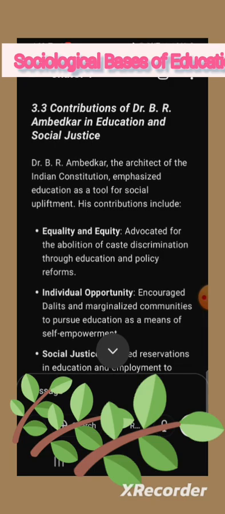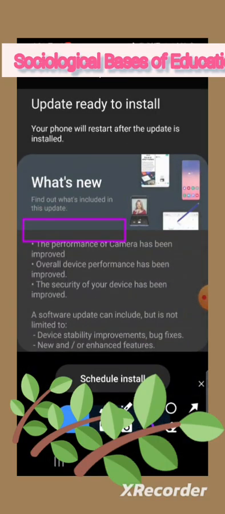Contribution of Dr. B.R. Ambedkar in education and social justice. Dr. B.R. Ambedkar, the principal architect of the Indian Constitution, was a strong advocate for education as a tool for social empowerment. His contributions to education and social justice include education as a tool for equality and equity. Ambedkar believed that education was the key to breaking the cycle of caste based oppression and discrimination. He emphasized the importance of universal education.